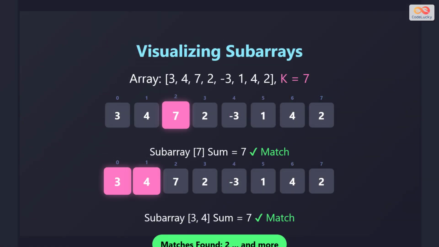Let's look at a visual example. Here we have an array with mixed positive and negative numbers, and our target K is 7. As we scan through, we might find a single element like 7 itself, which counts as one subarray. Further down, we might find a sequence like 3 and 4, which also sums to 7. We need to find every single occurrence like this efficiently.